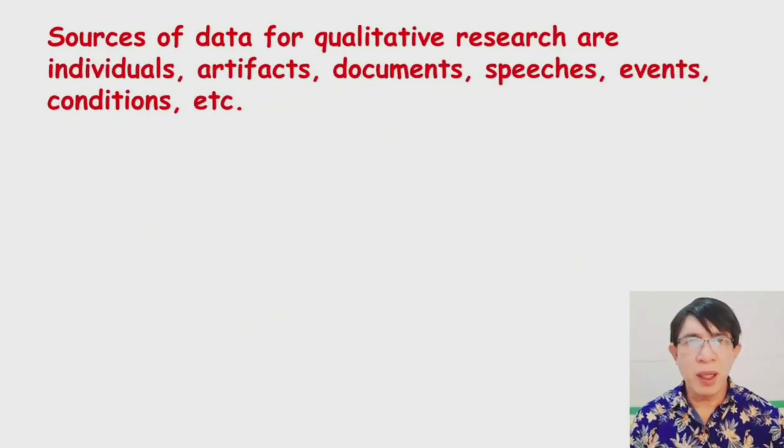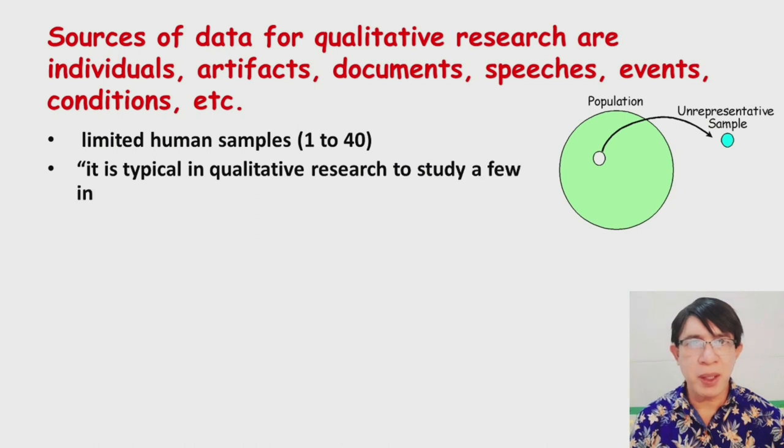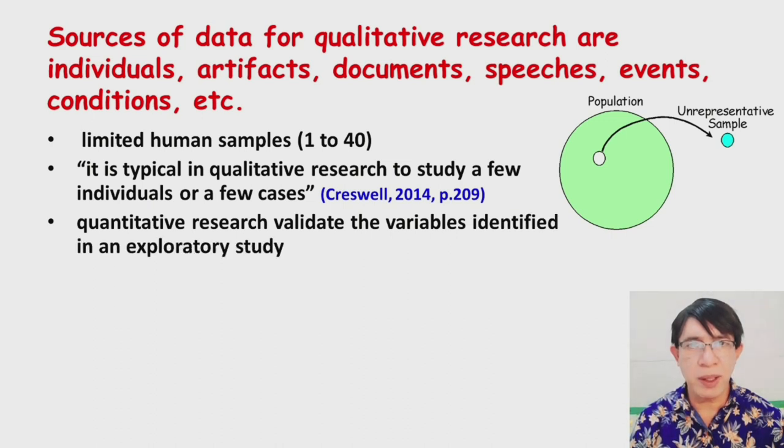The different sources of data of qualitative research are individuals, artifacts, documents, speeches, events, conditions, and others. Unlike in quantitative research that require numerous individual samples, qualitative research can be conducted using limited samples. Creswell opined that it is typical in qualitative research to study a few individuals or a few cases, which may range from 1 to 40 because larger number of cases are unwieldy and may result to superficial perspectives. Upon the establishment of baseline data, a quantitative research can be undertaken to validate the variables identified in exploratory study.